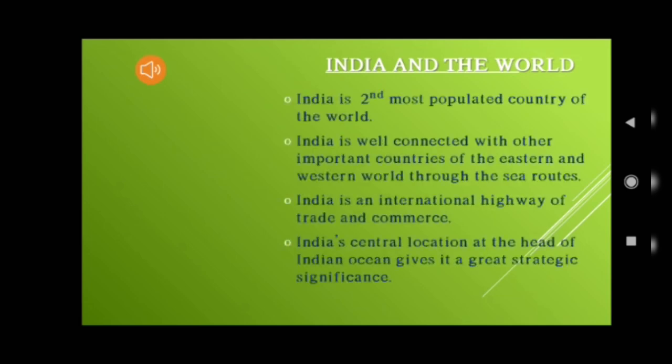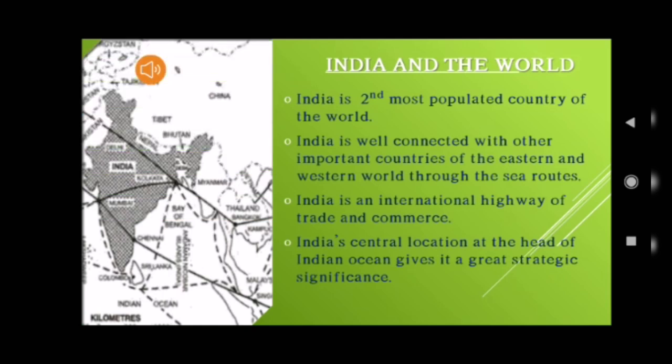Here we are understanding the relationship of India with the world. India is the second most populated country of the world. India is well connected with the other important countries of the eastern and western world through the sea routes. India is an international highway of trade and commerce. India's central location at the head of the Indian Ocean gives it a great strategic significance.